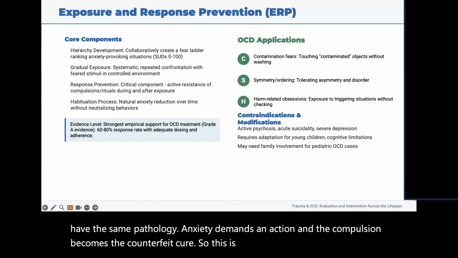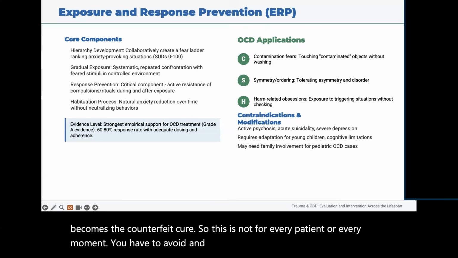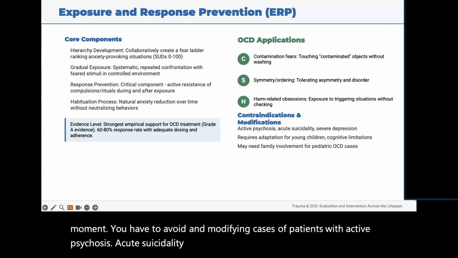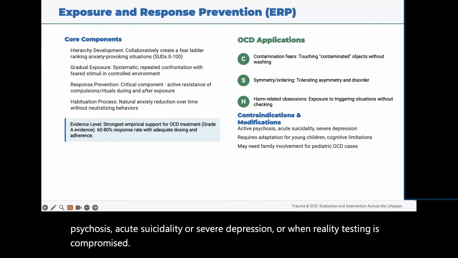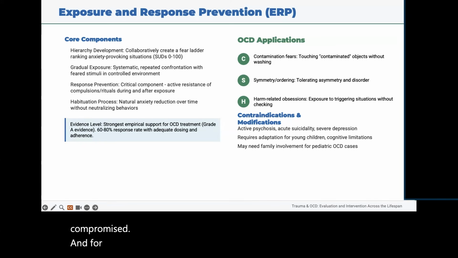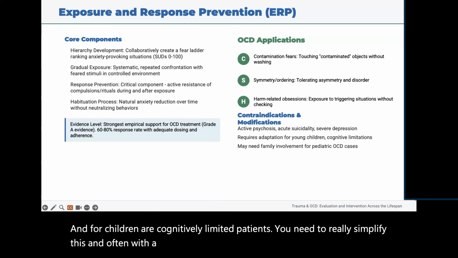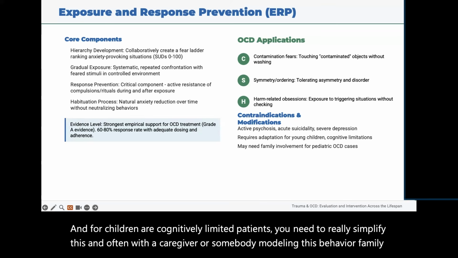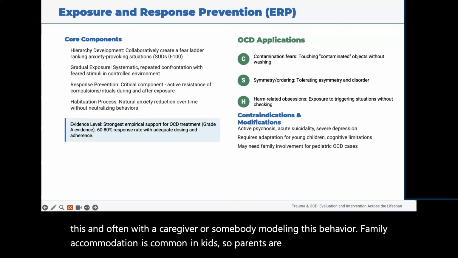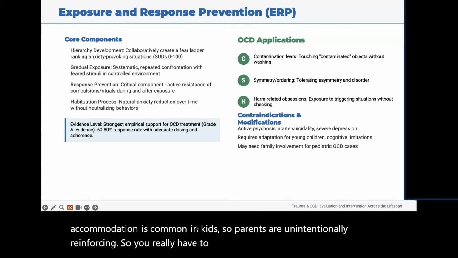This is not for every patient or every moment. You have to avoid or modify it in cases of patients with active psychosis, acute suicidality, or severe depression, or when reality testing is compromised. For children or cognitively limited patients, you need to really simplify this, often with a caregiver or somebody modeling the behavior. Family accommodation is common in kids, so parents are unintentionally reinforcing it, so you really have to include them in the care.